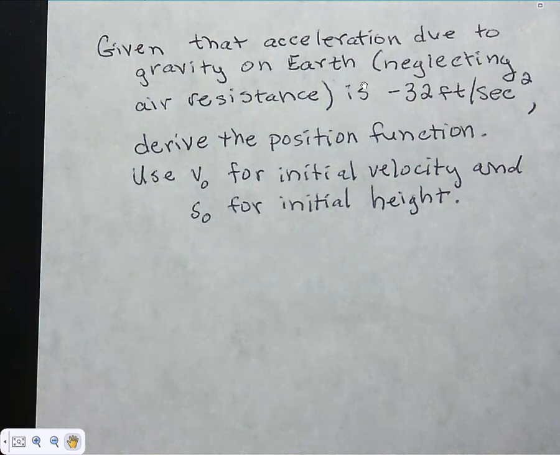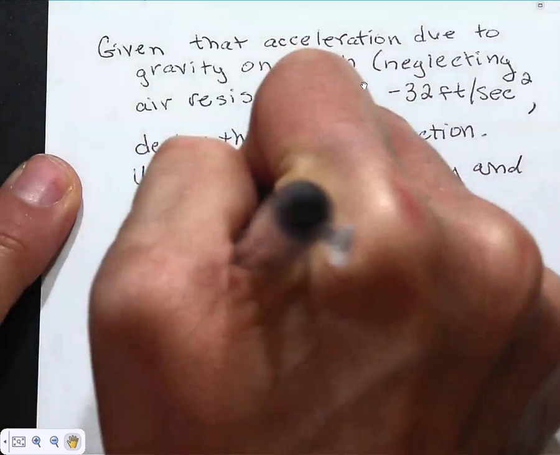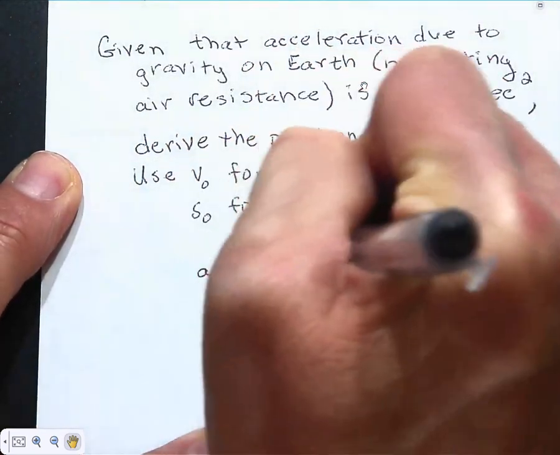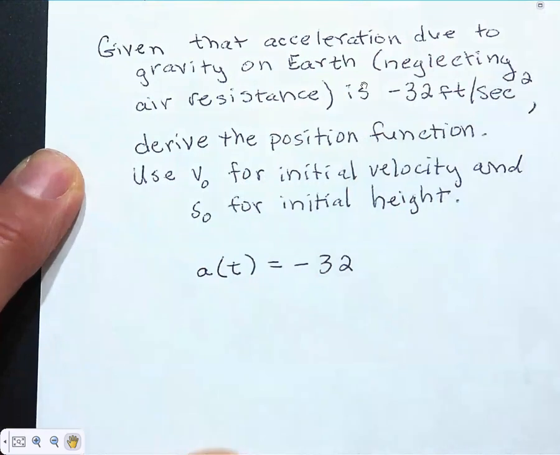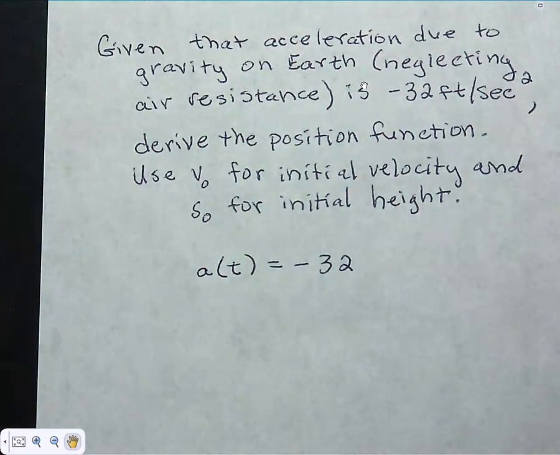Acceleration is constant if you neglect air resistance, and every problem in a math book is some simplified version of real life. In real life, you wouldn't be able to neglect air resistance. But for our purposes, we can. So what we're given is that the acceleration function is just -32, and that's feet per second squared.